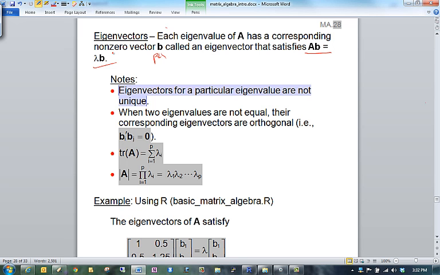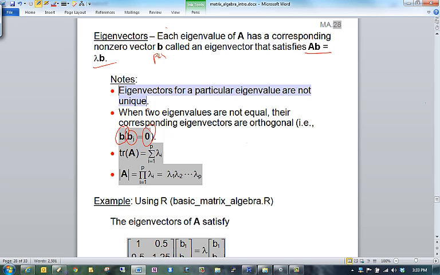Now it's important to note that these eigenvectors, these B's, are not unique. So there are multiple eigenvectors for a single eigenvalue. When two eigenvalues are not equal, their corresponding eigenvectors are orthogonal to each other. In other words, in a geometric sense, you've probably heard of the term perpendicular before. In a mathematical context with vectors, that simply means if you have one eigenvector called b sub i, take its transpose, and multiply it by another eigenvector called b sub j, you get 0 back.